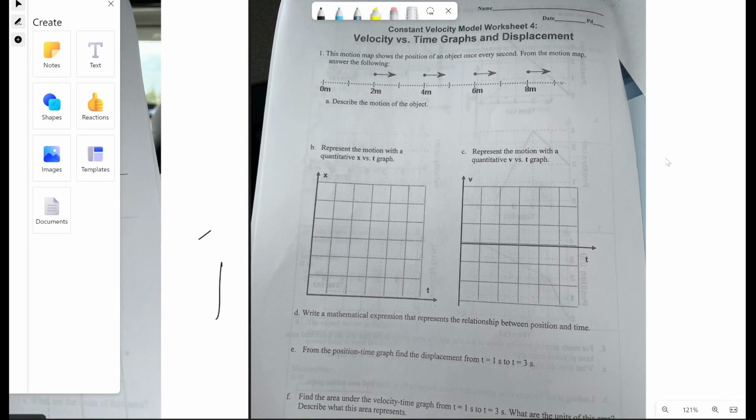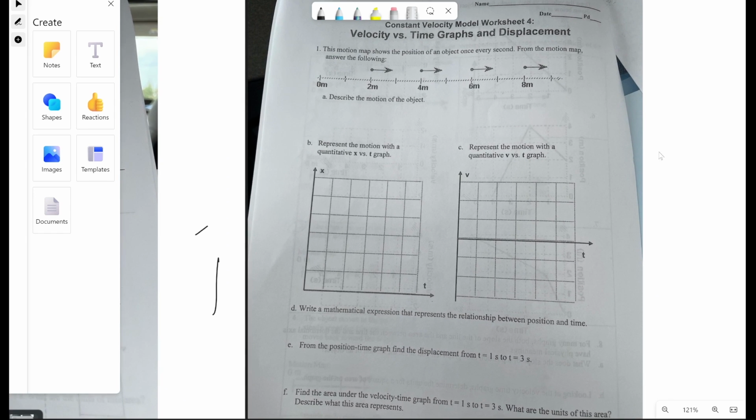This page right here is displacement. This motion map shows the position of an object every 1 second. From the motion map, answer the following. So we have describe the motion of an object.